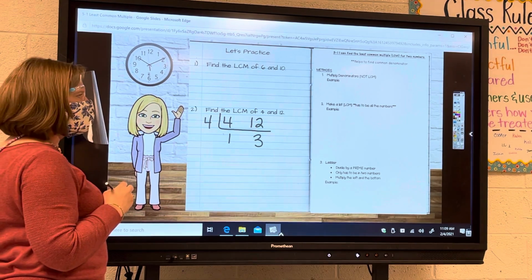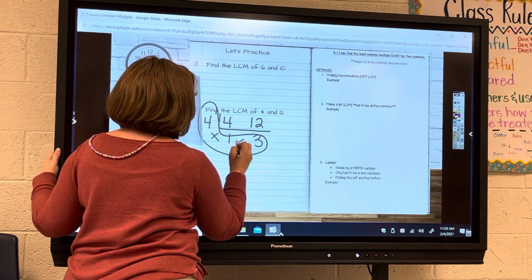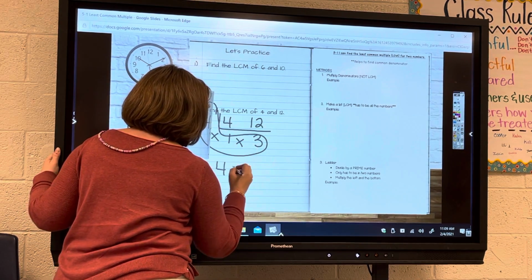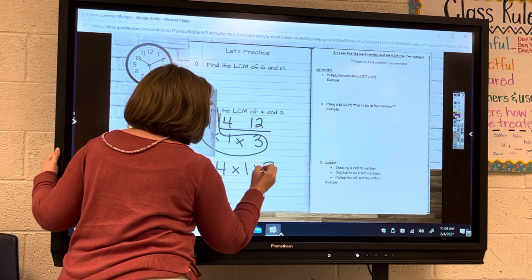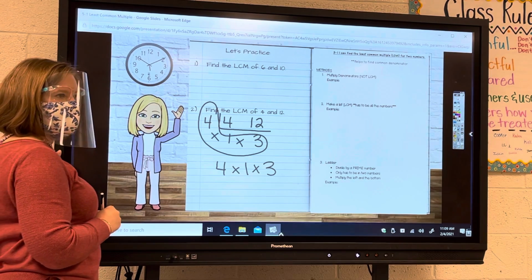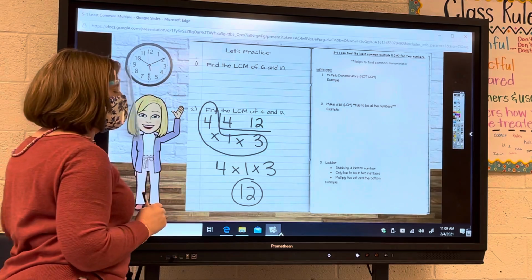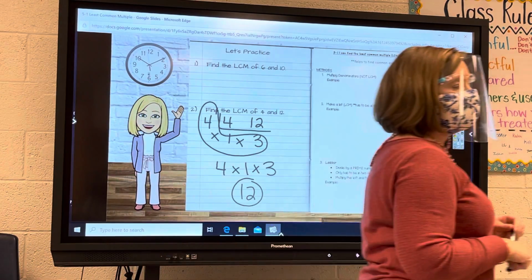What do I have to do now? Draw it. Got to draw my big old L. And I have 4 times 1 times 3. What's 4 times 1? 4. Times 3? 12. So what's the least common multiple of 4 and 12? 12.